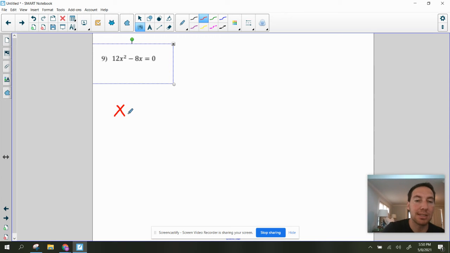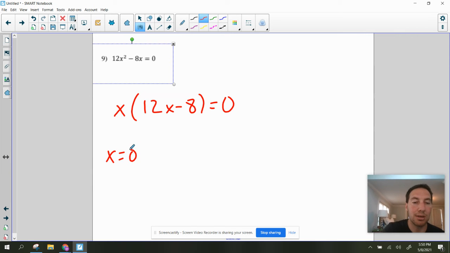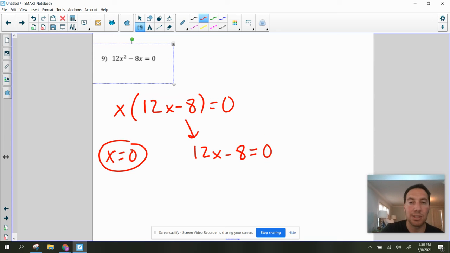Let's pull out an x. So we're going to get x times 12x minus 8. When we pull out an x, divide each of those terms by x. So that means that x equals 0. That's the easy part. But then what about this? We're going to set 12x minus 8 equals 0 because these were our 2 parts. That was one part. This was another part.